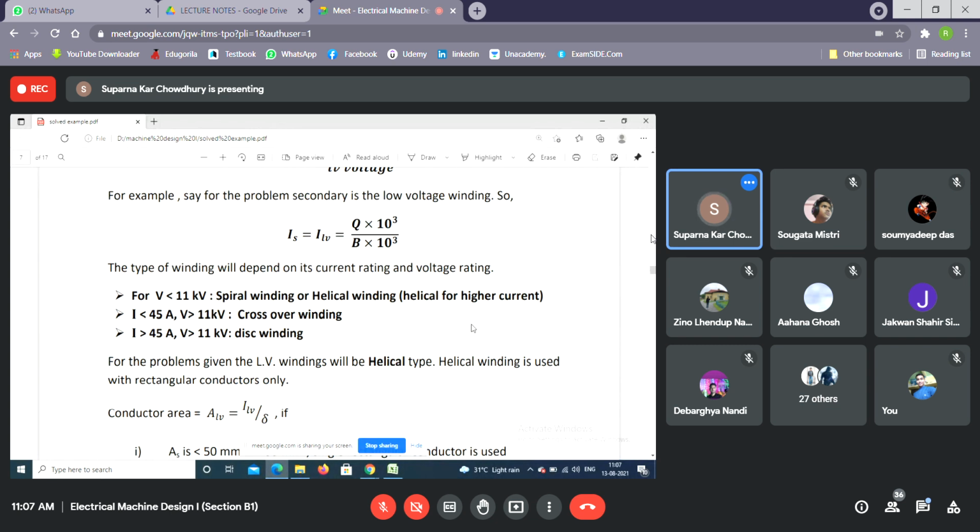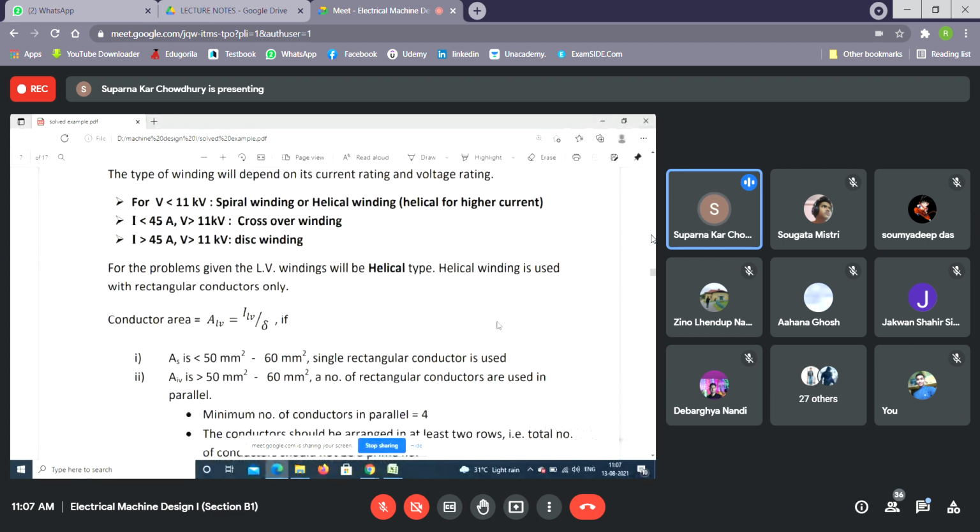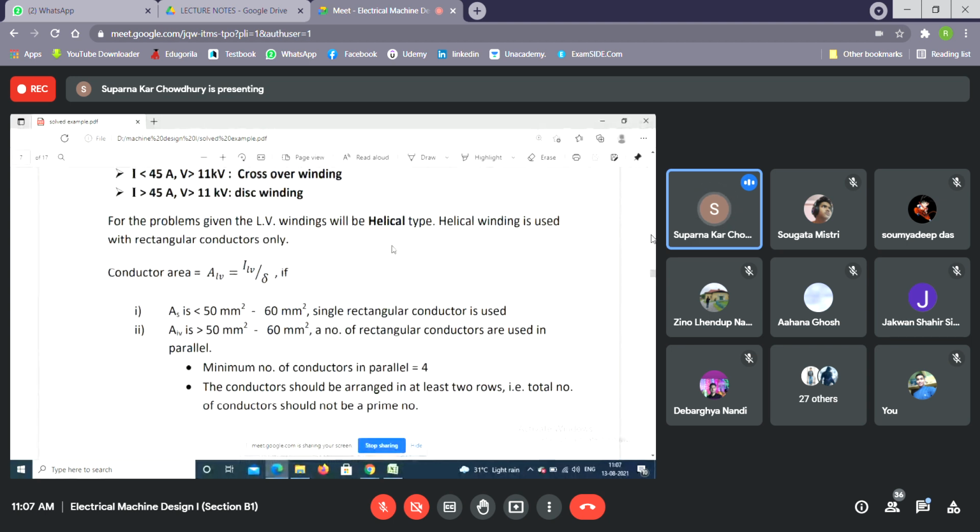Besides that, in the distribution transformers you see on the roadside, a large number of them have foil winding, that is very special. We are not going into those details. We will just do our design based on these traditional windings. Now, as the voltage is below 11 kV, we will go for helical winding. So we will first start with helical winding.